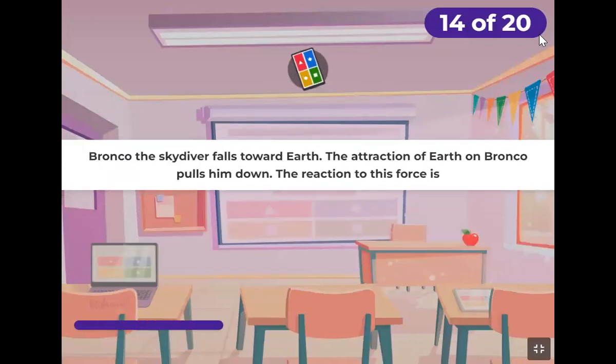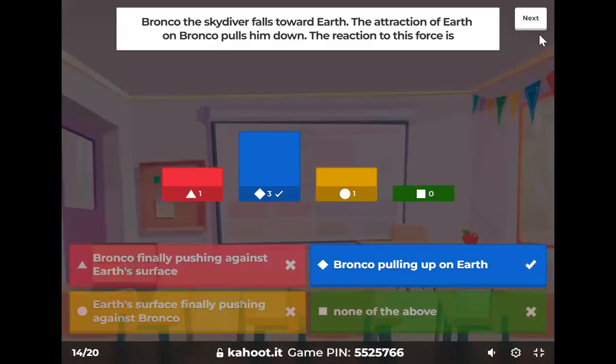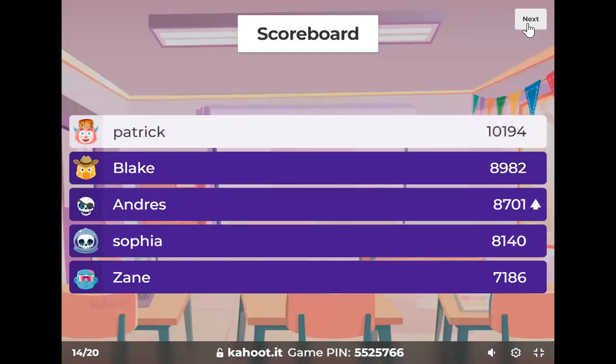Bronco the skydiver falls toward Earth. The attraction of Earth on Bronco pulls him down. What's the reaction? So the Earth pulls down on Bronco. What's the reaction force? Yeah, Bronco pulls up on the Earth. Right. I should have had a multiple choice option that said something about air drag, which also would have been incorrect. Yeah, Bronco pulls up on the Earth. Earth pulls down on Bronco. Bronco pulls up on the Earth.